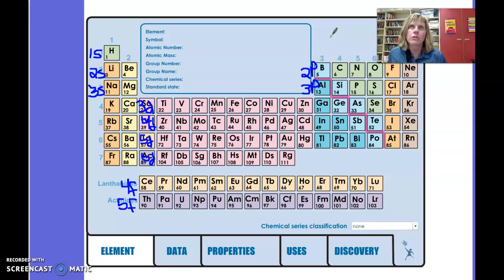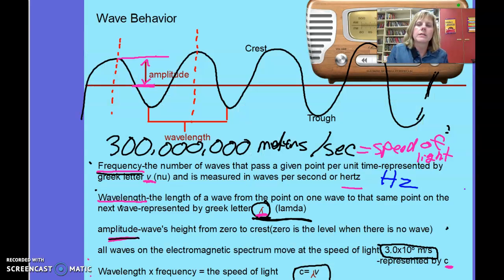calculations, like if I give you the frequency and we know the speed of light, and I'll give you that number as well, so you don't have to memorize it. 3.0 times 10 to the 8th meters per second is the speed of light. We use that in that equation. You should be able to do those calculations, and we did several of those when we talked about wavelength and so forth.